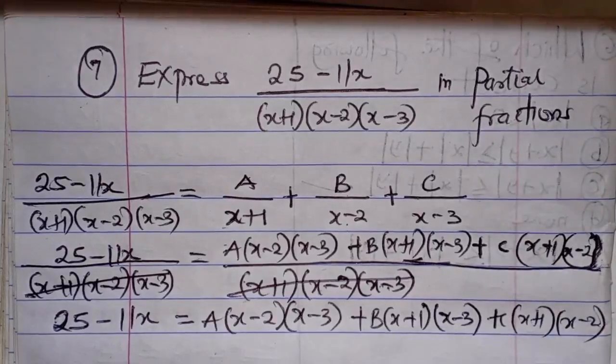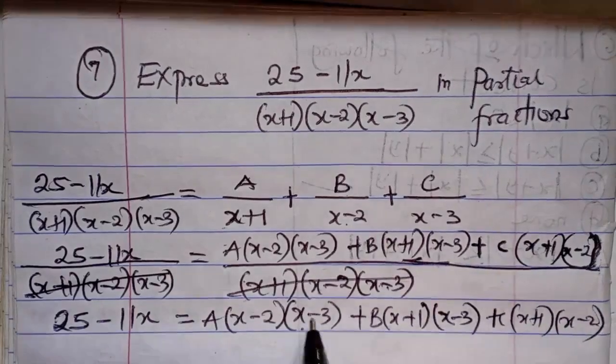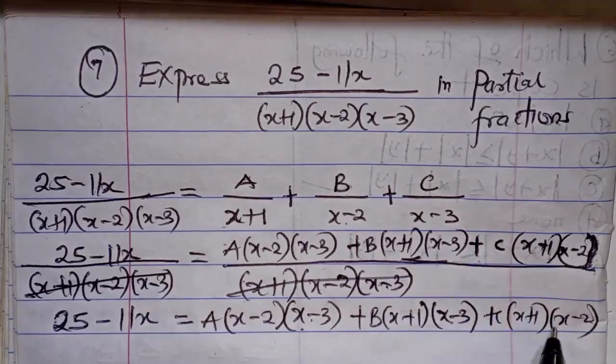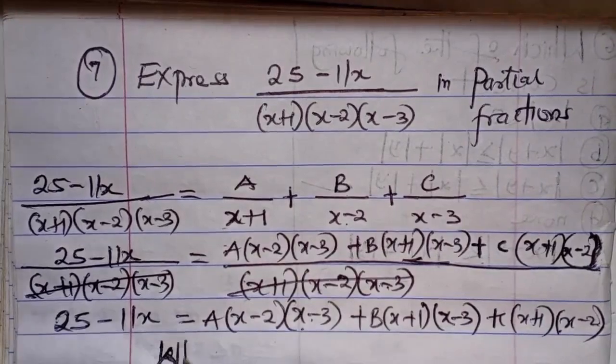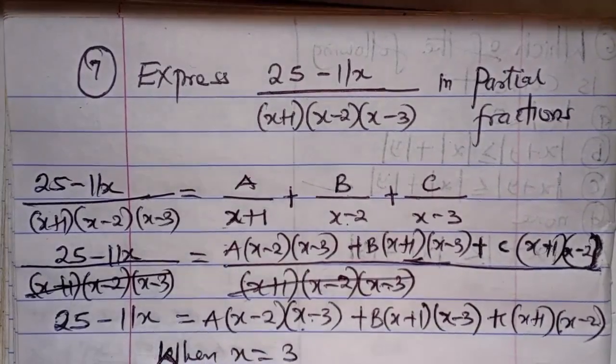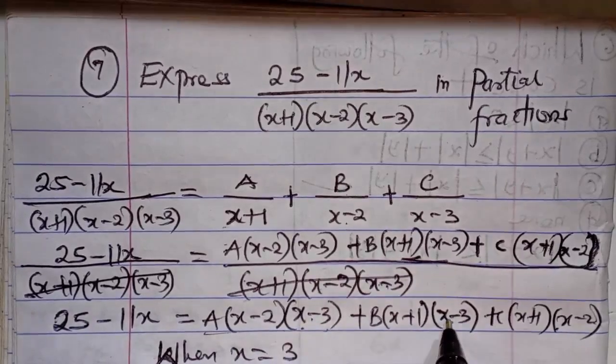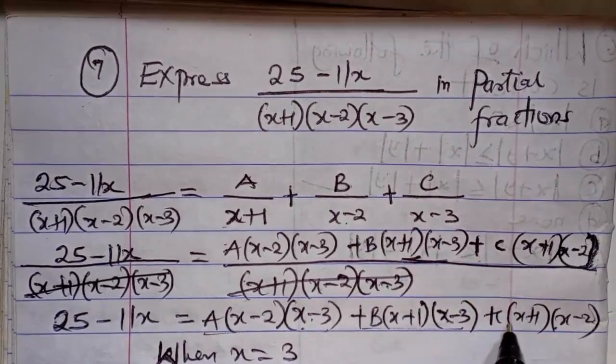I want to eliminate two of the constants at the same time. So, let's say I want to eliminate a and b. They have x minus 3 in common. Of course, it's not here. So if I say when x equal to 3, if I plug in 3 here, it becomes 0. Everything here becomes 0. Plug in 3 here, everything here becomes 0. But this one will remain.